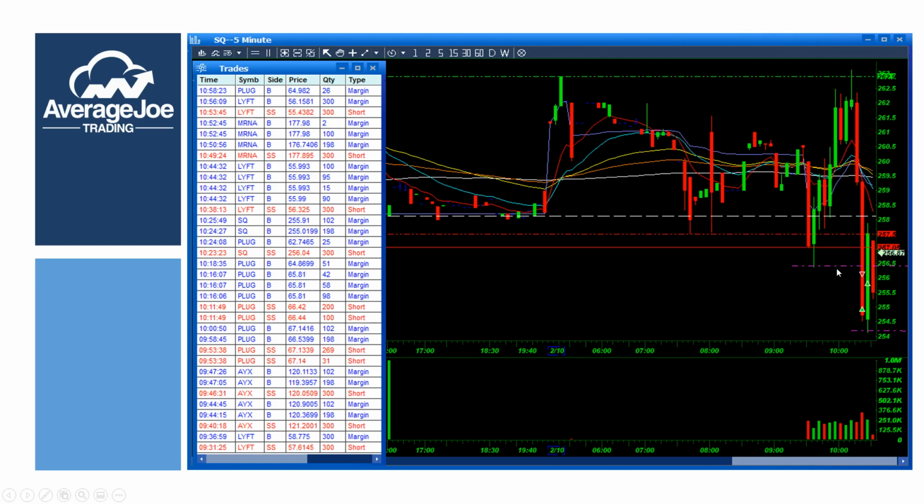SQ, kind of the same thing. Once we broke the channel, it put in this channel at the open. Once we broke the channel, I got in, hit my first target, didn't get the 254 for my second target. It bounced, took me out at break even. This never did confirm. It never did come back and take the channel out.